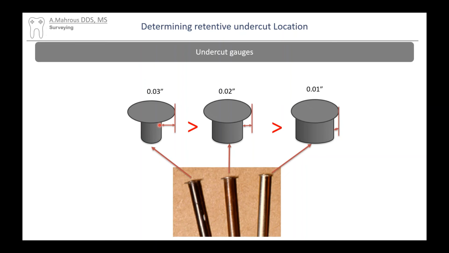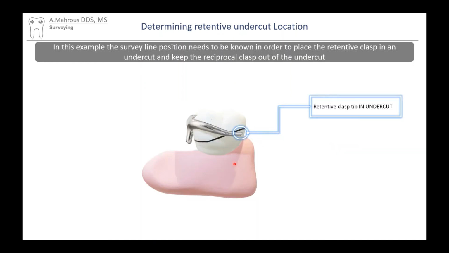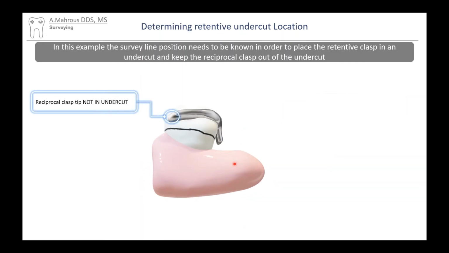In this slide here, you can appreciate the difference in distance representing the 0.03, 0.02, and 0.01 undercuts. So why do we need to draw the survey line? And why do we need to know where the undercuts are? Different clasps require different undercut depths. Additionally, reciprocal elements like the reciprocal clasp need to be above the survey line. For those two reasons, we will need to know where undercuts are located and how deep they are.